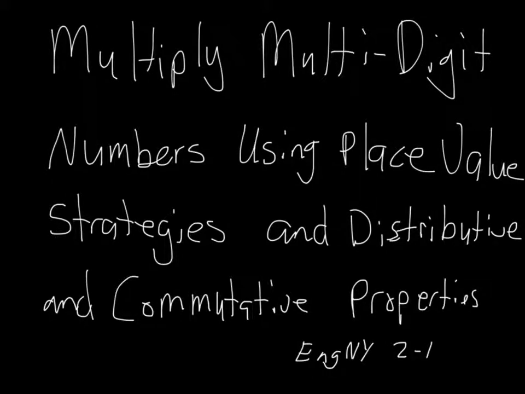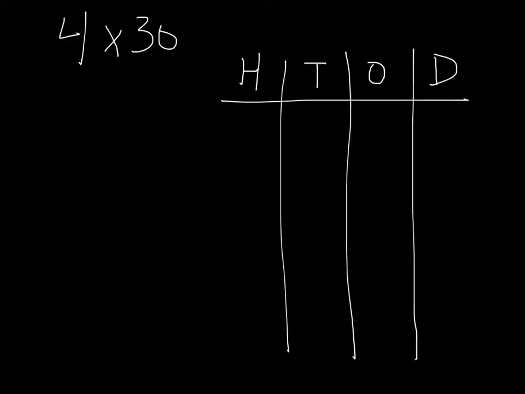This is a quick video about multiplying multiple digit numbers using place value strategies and distributive and commutative properties. If we have a problem, 4 times 30, we need to remember that it means 4 times 3 tens. Okay? If we draw this in our place value chart, we have 3 tens, and we're doing that 4 times.